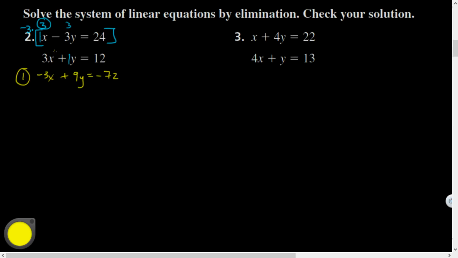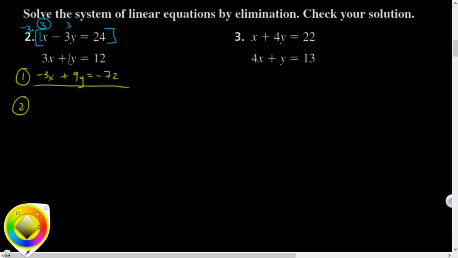All right, so notice I conveniently got opposite coefficients for my x's. We'll go as far as step 2 for this problem, because we want the joy of seeing those x's eliminated. All right, add them up. 3x and -3x, eliminated, right? 0 x's. How awesome is that? 1y plus 9y is 10y. Equals, did I do this right? 12 and -72. Oh, I did. Is -60.